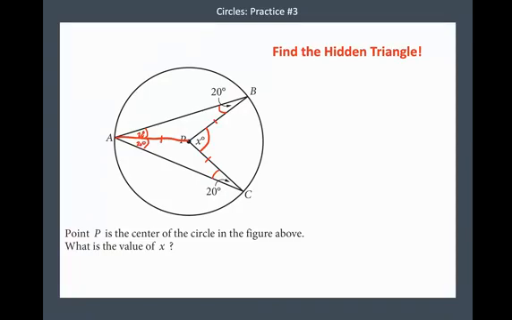And now that I filled in the two acute angles of the triangle, I can use the rule that there's 180 degrees in every triangle. So I've got 20 and 20. What am I missing? 140. So this big obtuse angle here is 140. And just because we know these triangles are identical, this is also 140.